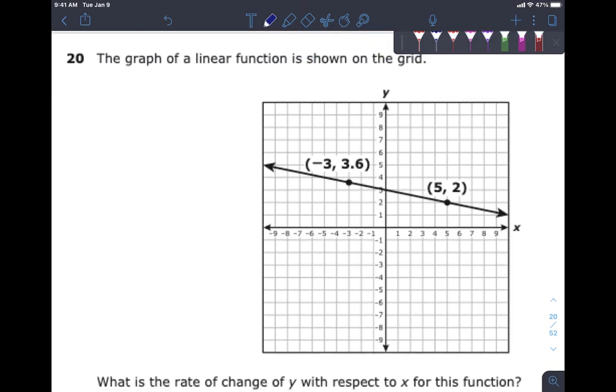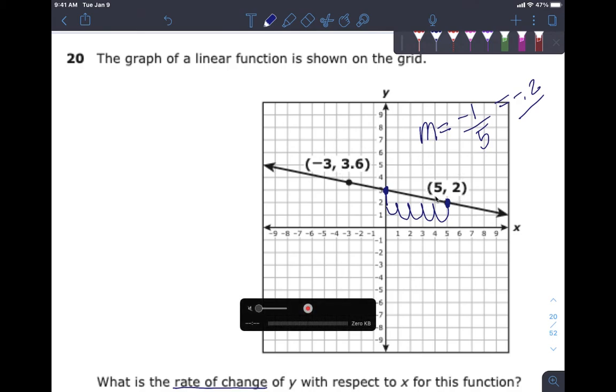All right. So here we go again. The graph of the linear function is shown on the grid. What is the rate of change of y with respect to x for this function? I just want to know the slope. Well, here's the good thing. I could select any 2 points on here, and I can calculate my slope. Down 1, 1, 2, 3, 4, 5, to the right. -1/5, or -0.2.